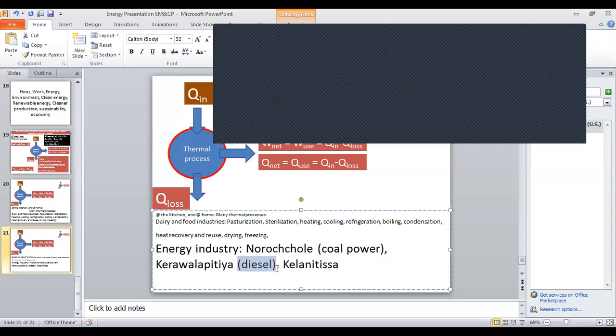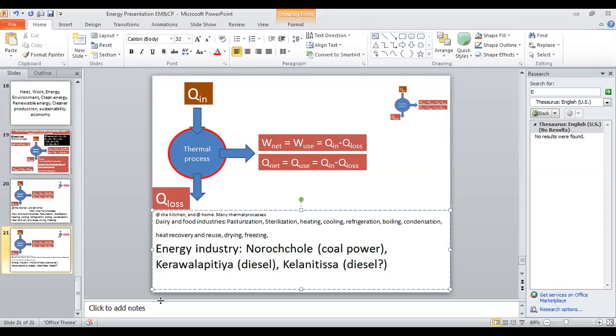Again, this is something like diesel. It is a very old one. Energy industry. So we are discussing only the thermal here. So we have hydropower and all, yeah, we leave it aside.